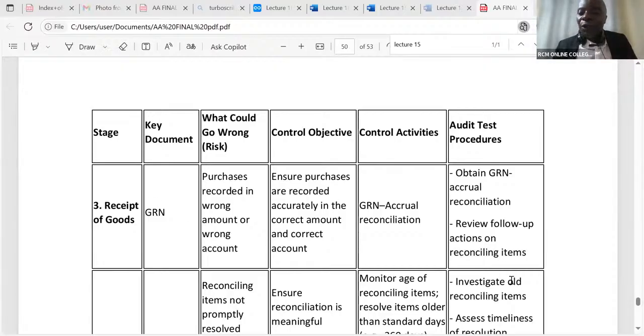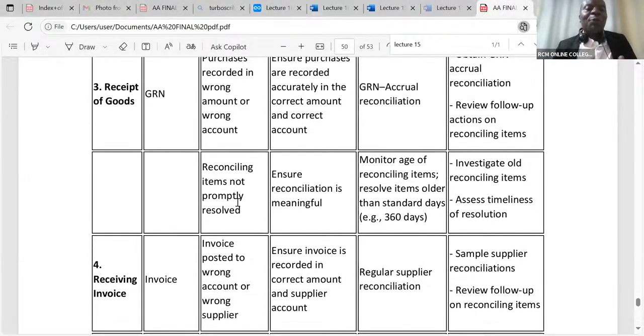Now, when we are receiving goods, there are many things that can go wrong. Non-reconciling items not promptly resolved. The control objective here will be to ensure reconciliation is meaningful. If we are not getting a solution to non-reconciling items as fast as possible, then the entire reconciliation will not be meaningful.